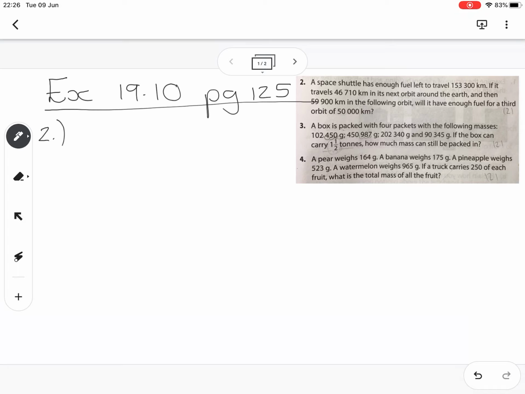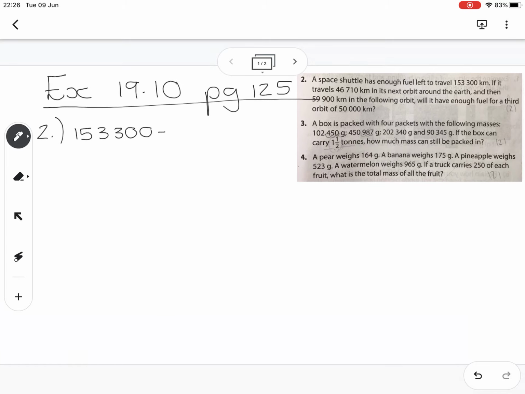So at number 2, the space shuttle has enough fuel left to travel 153,300 kilometers. If it travels so much in its next orbit around the Earth and then so much in the following orbit, will it have enough fuel for a third orbit of 50,000? So in the sum, we want to add the 2 orbits that it's going to do, obviously. So that's 4, 6, 7. Okay, so there's the 2 that it's going to do. Now they're asking me if it will have enough fuel left.